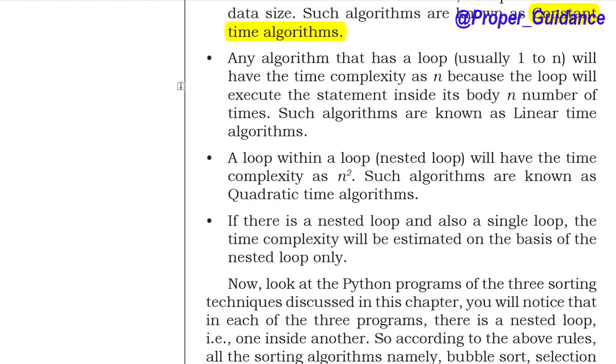Next, any algorithm that has a loop, usually 1 to n, will have the time complexity of n, because the loop will execute the statement inside its body n number of times, right? Such algorithms are known as linear time algorithms. Clear? This is another type of algorithm. First one is constant time algorithm, next one is linear time algorithm.